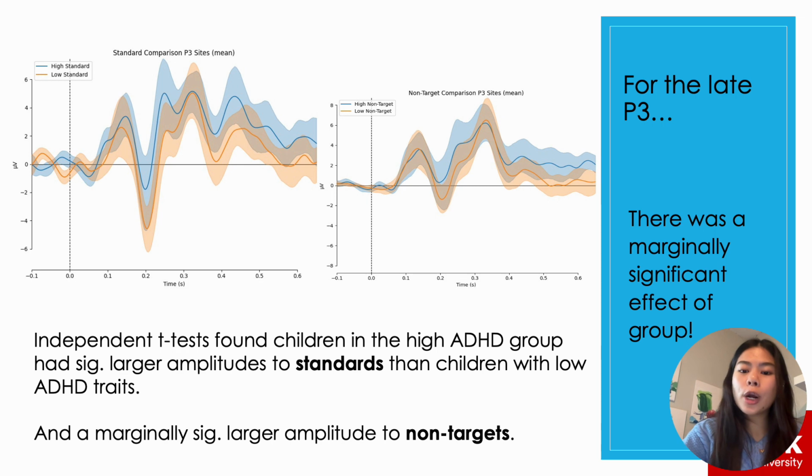And this was also marginally significant for non-targets. So children in the high ADHD trait group had marginally significantly larger amplitudes to non-target stimuli compared to children in the low ADHD trait group. As you can see here in my 2 pictures, I have their responses to standard stimuli, and then I have the responses to non-target stimuli. You can see that in blue, the high ADHD trait group is represented, and they have larger amplitudes.